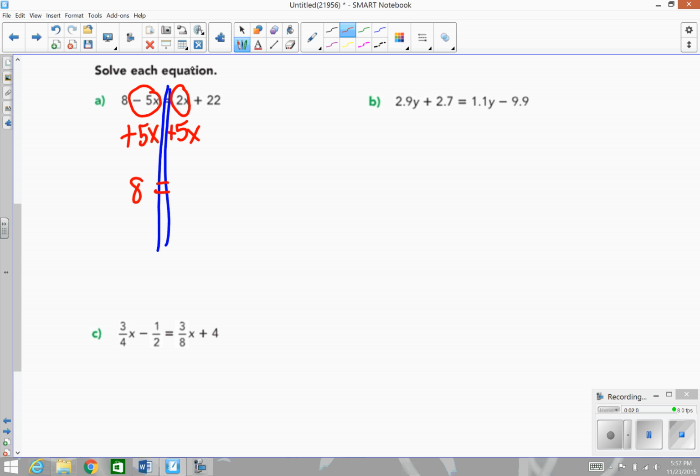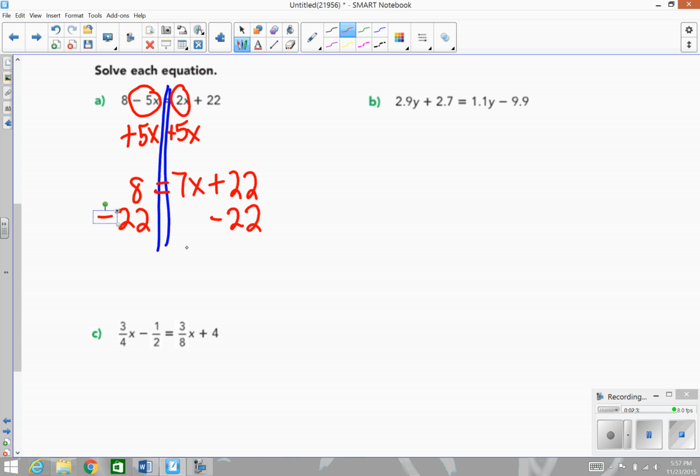And over here, we can start combining. 2x plus 5x is 7x, and we still have that plus 22. Now this is starting to look more like an equation that we're used to. Again, we want to undo any addition and subtraction before we touch the algebraic term. So I need to move this plus 22 before I can work with the x. The opposite of adding 22 is to subtract 22.